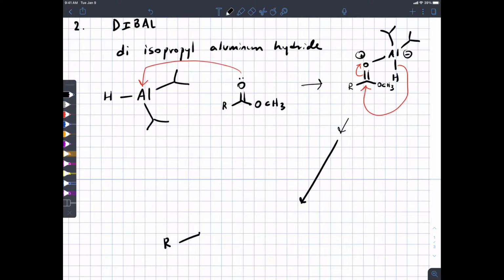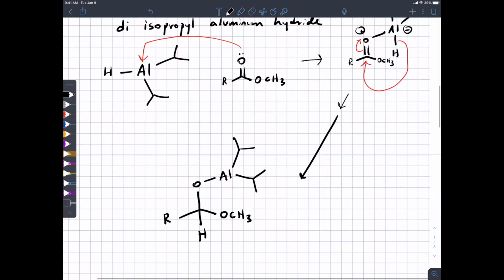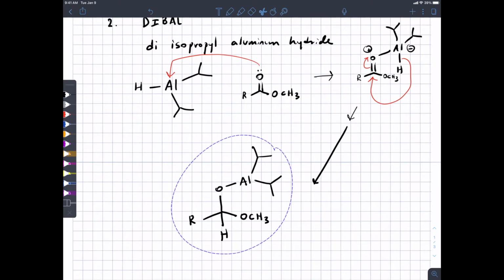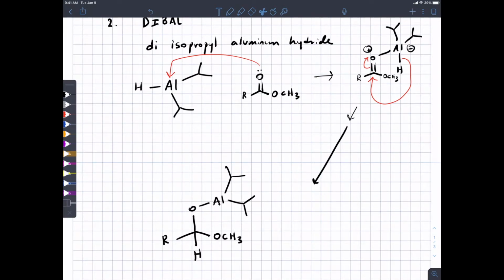And then what's left is, here's your new carbon-hydrogen bond. Here's the methoxy group that was from our ester. And then there's our carbonyl oxygen now bound to aluminum. So this is sort of our tetrahedral intermediate, but it looks different because we don't see a negative charge on what used to be the carbonyl oxygen, because that carbonyl oxygen is bonded to aluminum.